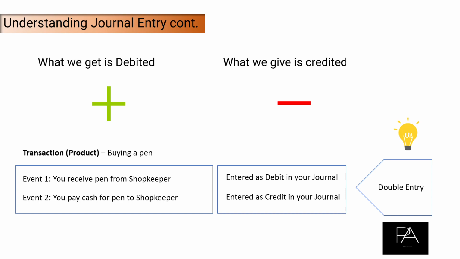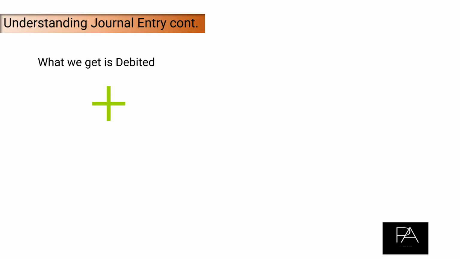So our entry will be pen debited to cash. We do not say cash credited, we rather say pen debited to cash. When we say to cash, it implies cash is credited. Whenever we mention "to", it means the credit part has started. Now we'll move to the next example. Again, what we get is debited, what we give is credited.